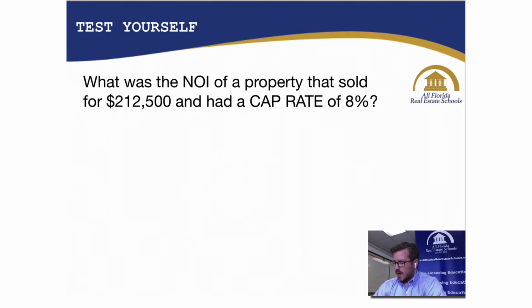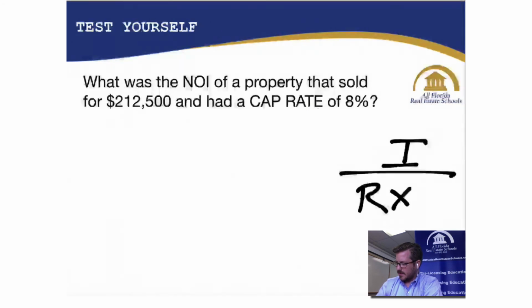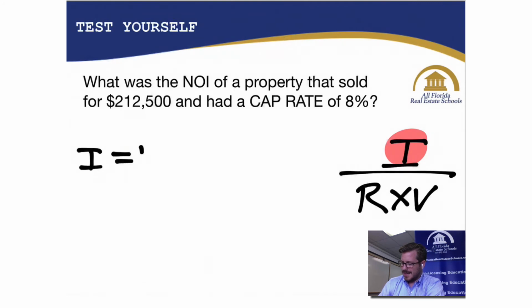All right, final question here. Now, what is the NOI of a property that sold for $212,500 and it had a cap rate of 8%? Again, let's draw our IRV formula. So I over rate times value. And we are looking for the NOI, so we're looking for the income here. So we can go ahead and mark out the income. And that leaves us with rate times value. So we have income equals rate times value.